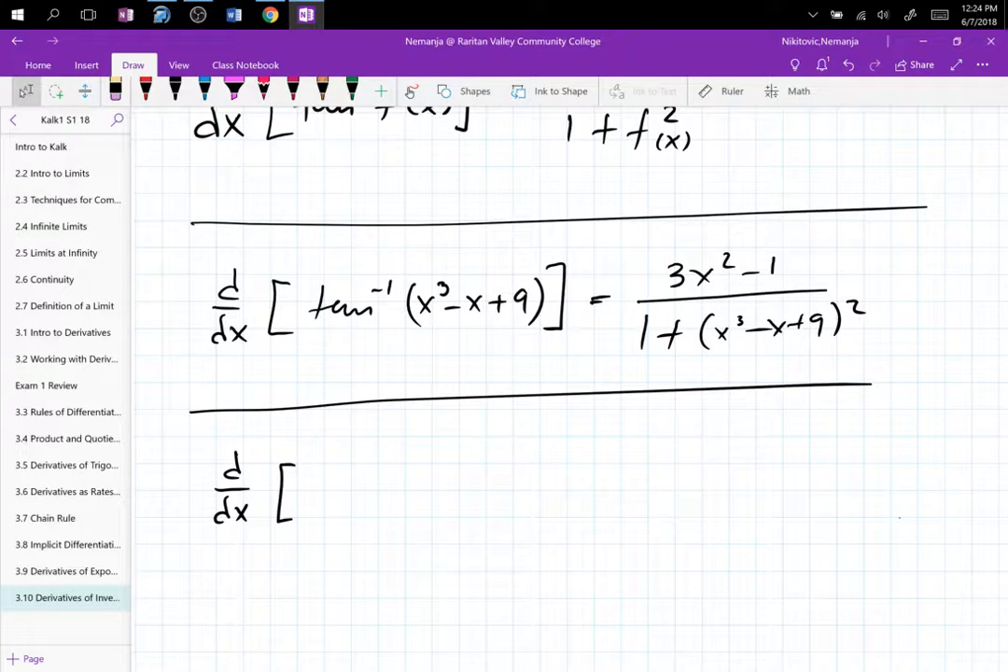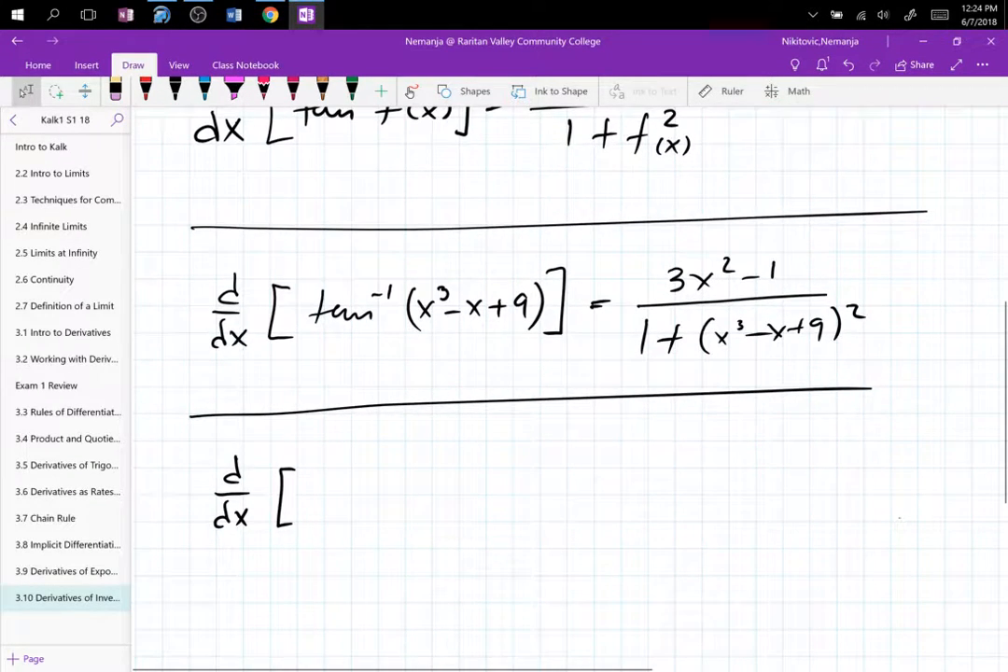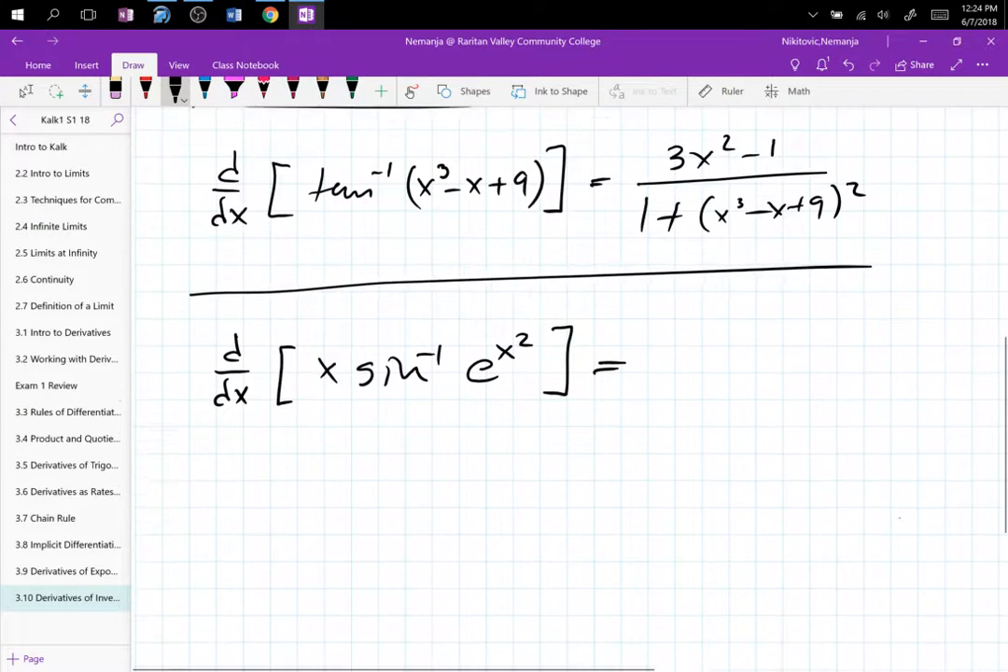So how about the, which function should I use out of these 6? Sine? Okay. X sine inverse of e to the x squared. There we go. Because we can.